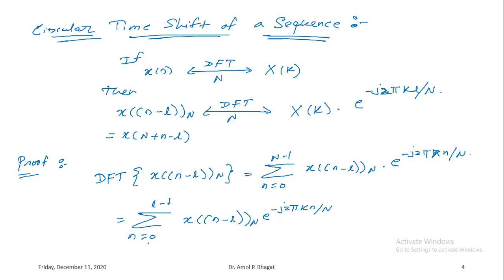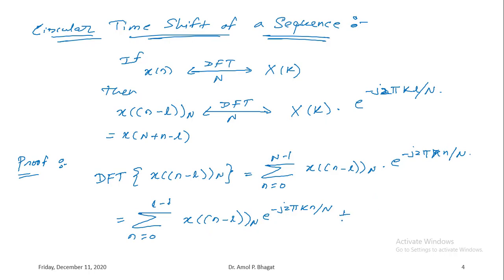So if I am substituting n equals 0, it will be minus l, right? And for the last value of n, l minus 1, it will be l minus 1 minus l, so the value here will be simply minus 1, right? So you will find that negative values will be there as per this equation.